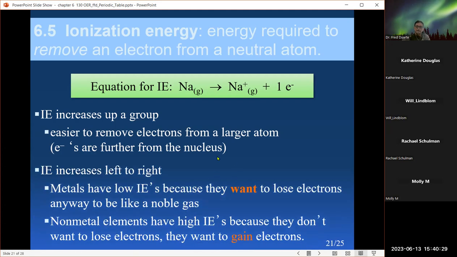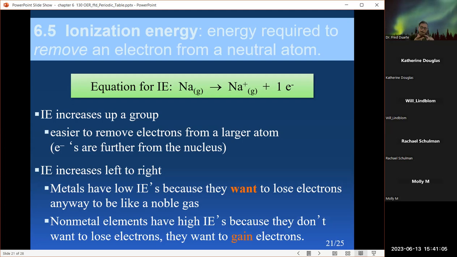And then the ionization energy increases from left to right, okay? Because of a couple of things. One, on the left of the periodic table, we have metals. And guess what? Metals want to lose electrons, so they're not holding on to the electrons as tightly as nonmetals. So metals, compared to nonmetals, would take less energy to remove an electron. The nonmetals are holding on to those electrons a little bit tighter, okay?